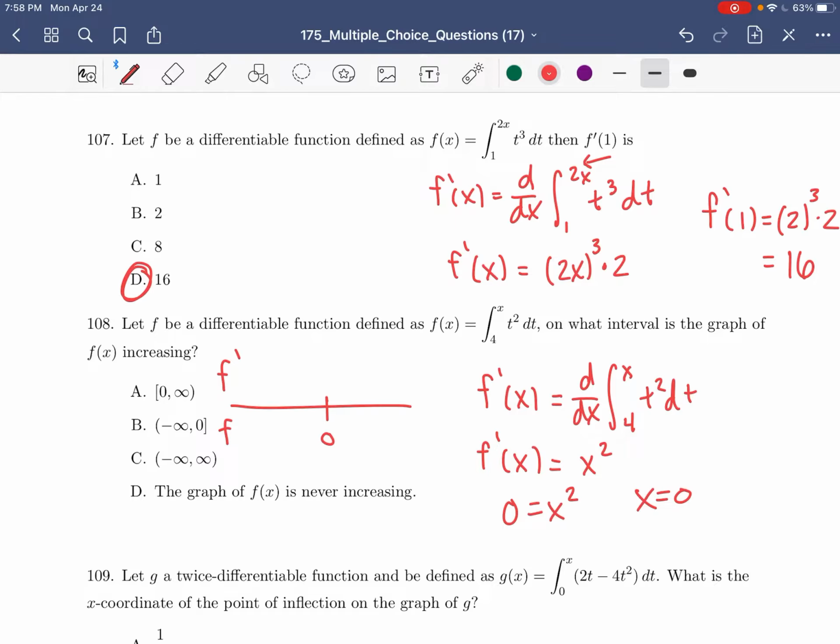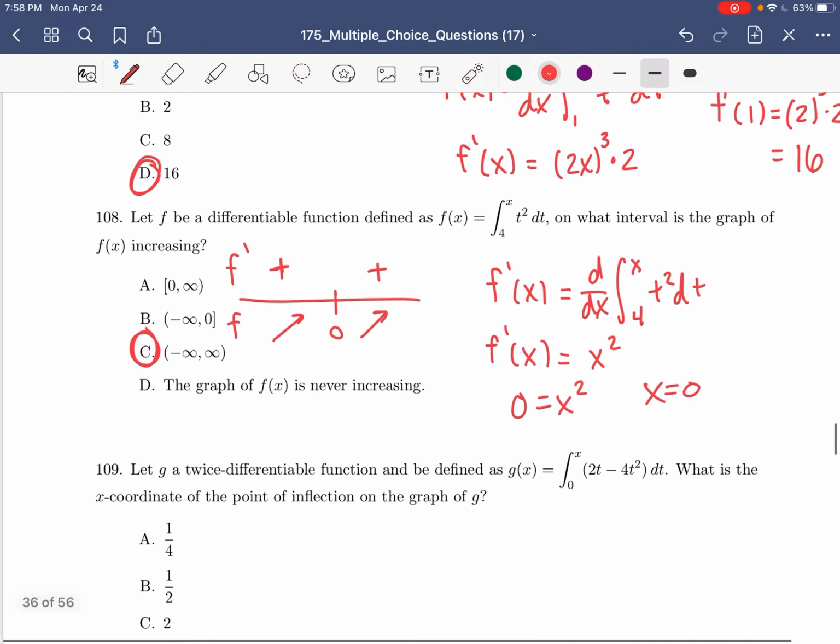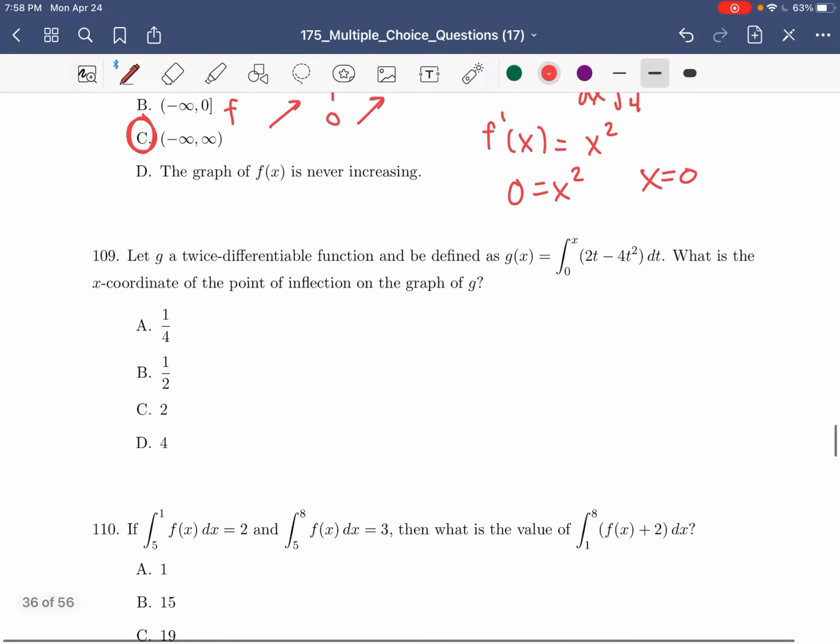So I need to figure out, let's see, if I plugged in a -1, it's going to be positive. And if I plugged in a positive 1, it's still going to be positive. So basically, this is increasing everywhere. It's going to be C.